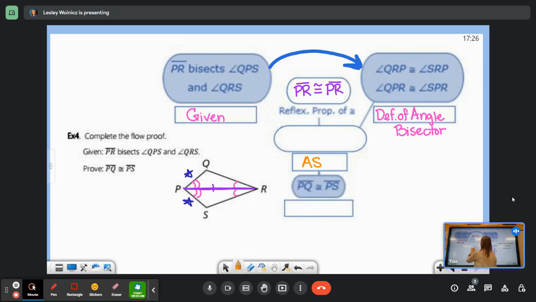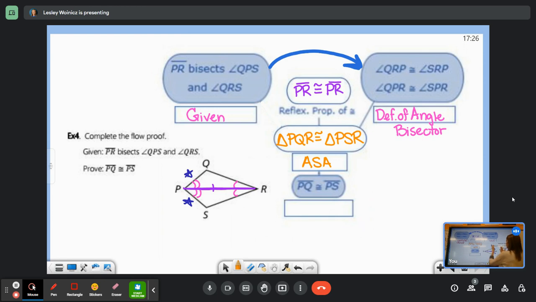Angle, side, angle tells me that these triangles are congruent. So I know that triangle PQR is congruent to triangle PSR. Oops, I forgot the triangle symbol. Triangle PSR, okay, by angle, side, angle.